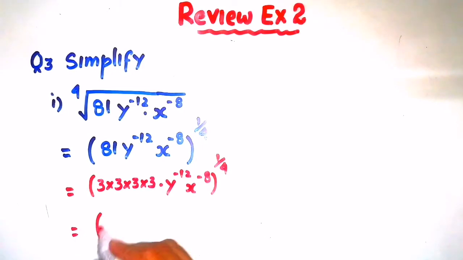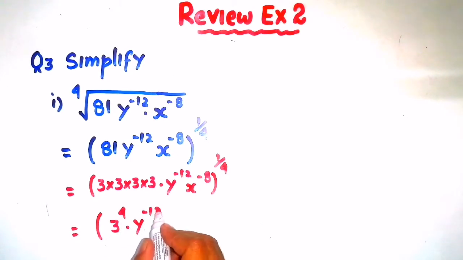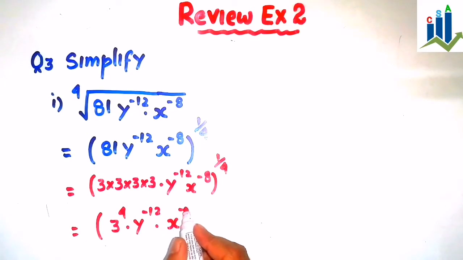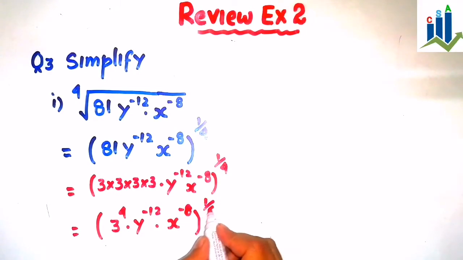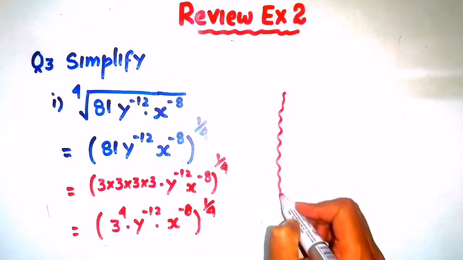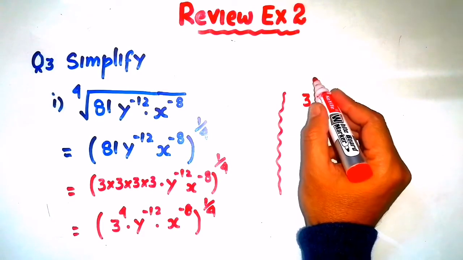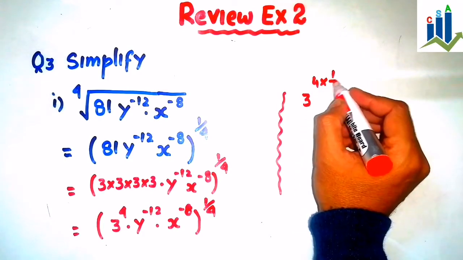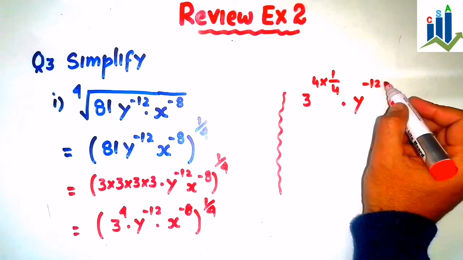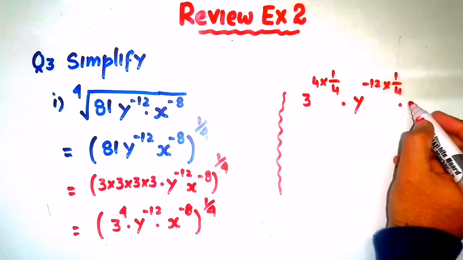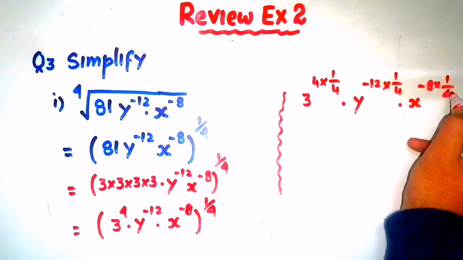So if we simplify it, it will become 3 raised to power 4, y raised to power minus 12, x raised to power minus 8, and whole power is 1 over 4. Again it will become 3 raised to power 4 multiplied by 1 over 4, y raised to power minus 12 multiplied by 1 over 4, x raised to power minus 8 multiplied by 1 by 4.